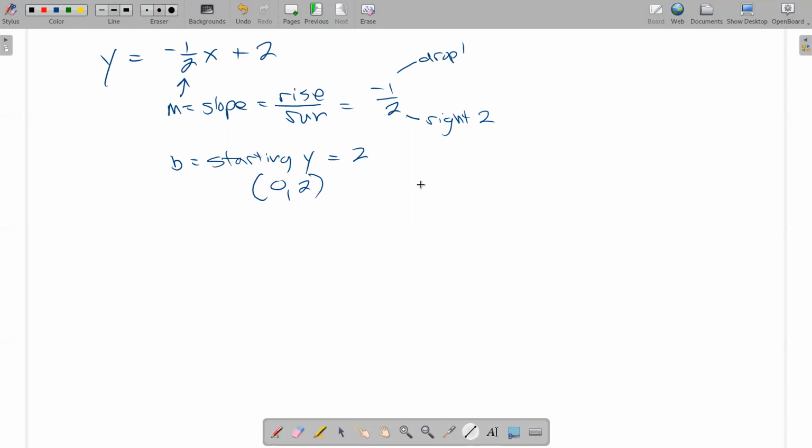So to graph this, I don't even have to calculate points like we were doing before. I can just start off with a grid. So let's go 1, 2, 3, 4 maybe. 1, 2, 3, 4. And this is y, my dependent, x, my independent axis. So to graph this, I would start at the point 0, 2. And then to use the slope tells me to drop 1 and go right 2. So I should get a point right there. Drop 1, go right 2.